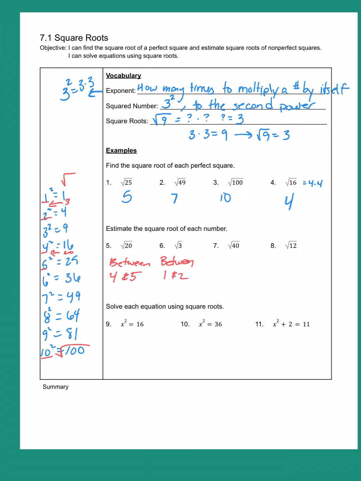40 would fall here. The square root of 36 is 6. The square root of 49 is 7. And 40 would be in between there. So its square root has to be between 6 and 7. Now last one, 12. 12 would fall here. So because 12 falls in between 9 and 16, its square root would fall between 3 and 4.